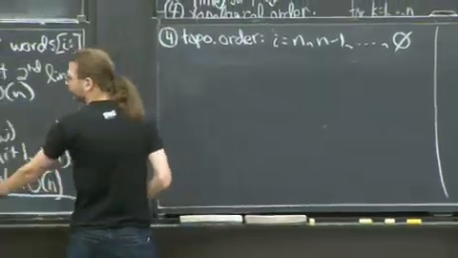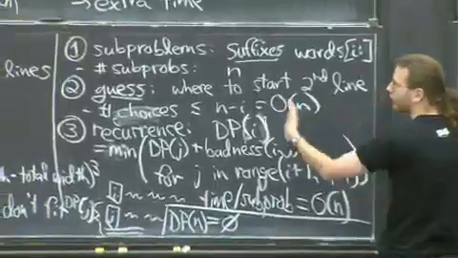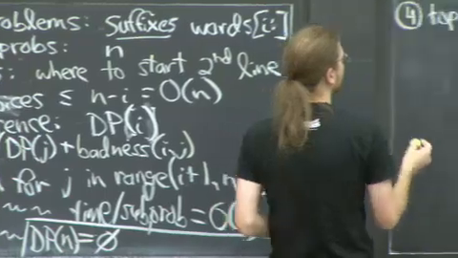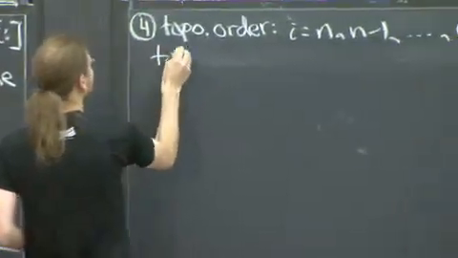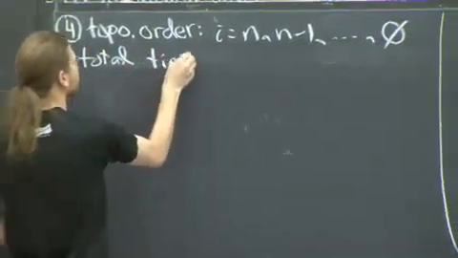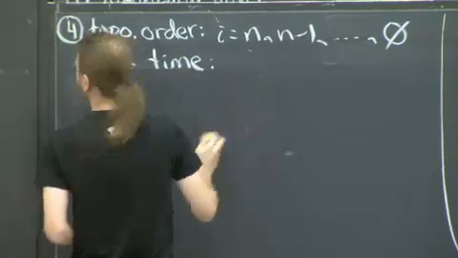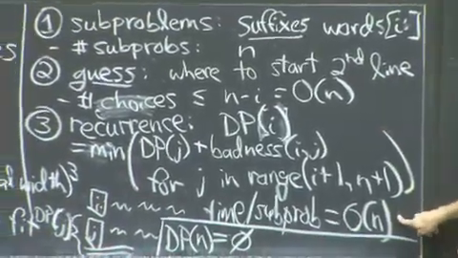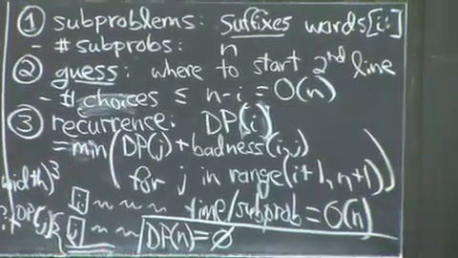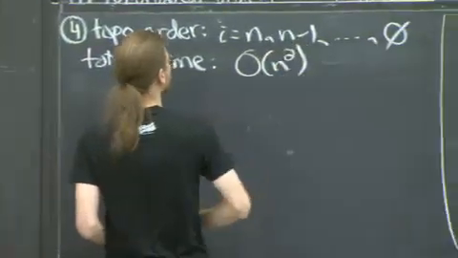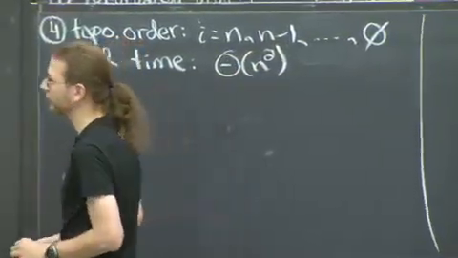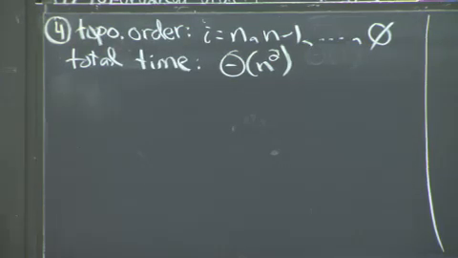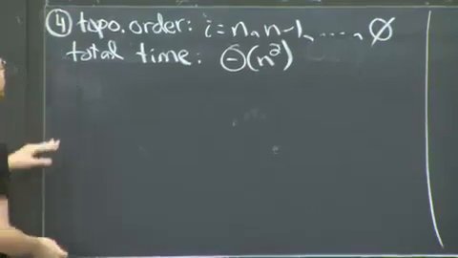This one, of course, is instantaneous. And then we work backwards. And always, whenever we need to compute something, we already have the value. The total time we get is going to be the number of subproblems, which is n, times the running time per subproblem, which is order n, which is order n squared. And in the worst case, it is indeed theta n squared. Although in practice, it's going to work better because the lines can't be too long. So that's the running time.